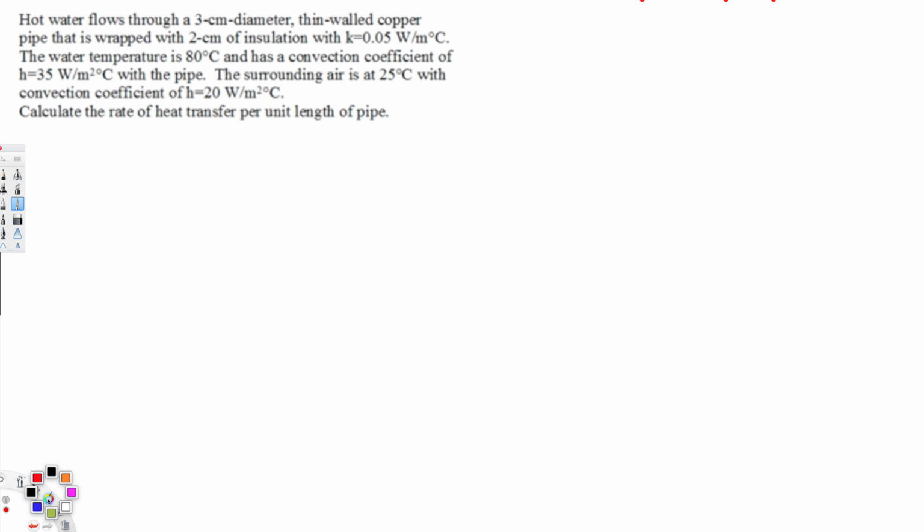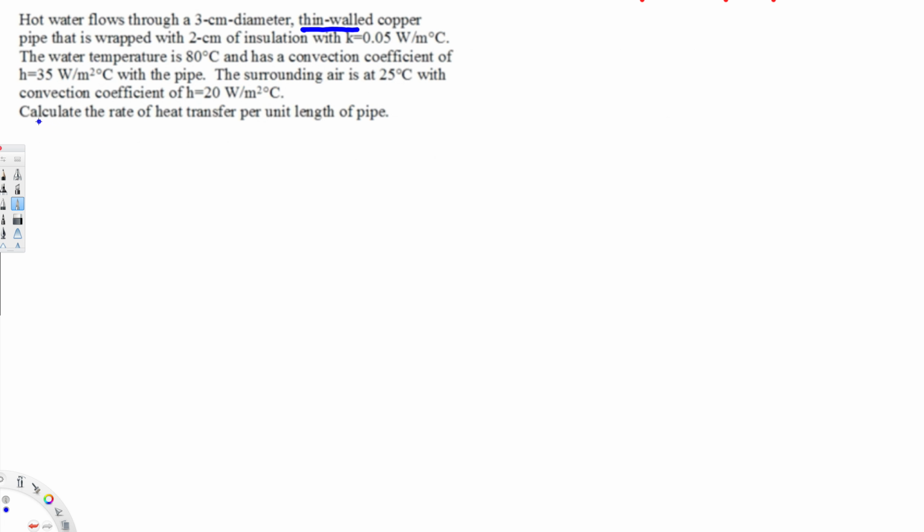Here this question is asking: hot water flows through a 3 centimeter diameter thin walled copper pipe that is wrapped with 2 centimeters of insulation with a given thermal conductivity. When they mention thin wall, this means there's no conduction due to the copper. So that's one thing we have to remember. The water temperature is 80 degrees Celsius and has a given convection coefficient with the pipe. The surrounding air is at 25 degrees Celsius with its own convection coefficient.